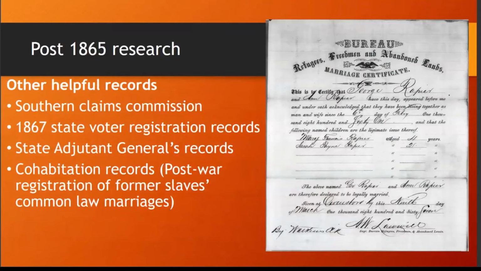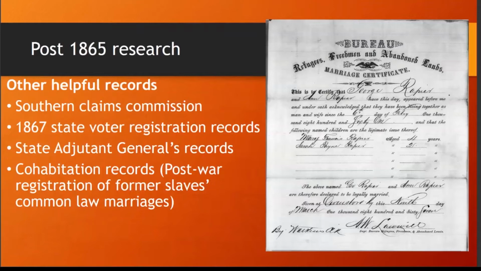Other helpful records for post-1865 research include the Southern Claims Commission. Now, the Southern Claims Commission existed from 1871 to 1880. It was created by President Grant, and the purpose of it was that Northern sympathizers who lived in the South during the war could apply for reimbursements for property losses during the war, because sometimes the Confederate or even the Union Army would confiscate their property during the war.